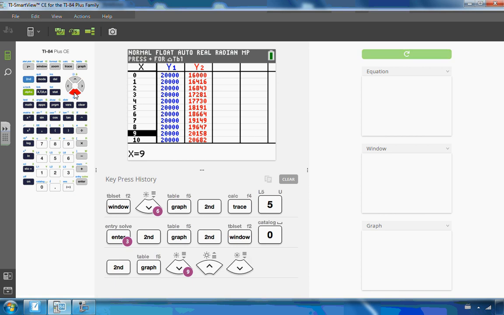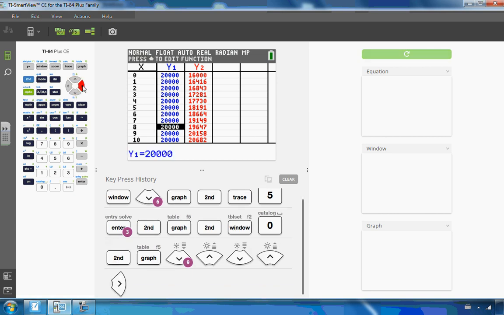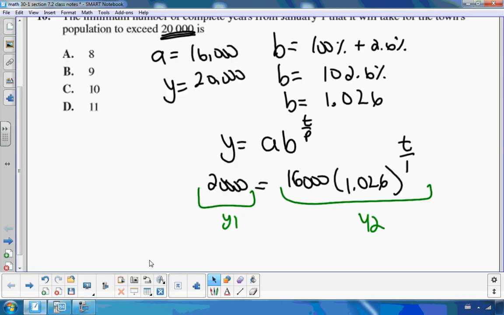So we can look at these two here. If it was 8 years, you can see here the population, 19,647. 9 years, it's 20,158. So I want to exceed 20,000. So I can't say 8 because it hasn't reached it yet. I have to round that to 9. So it's over 20,000, but that would be my answer, is 9 years. So the number of complete years, 9 years.